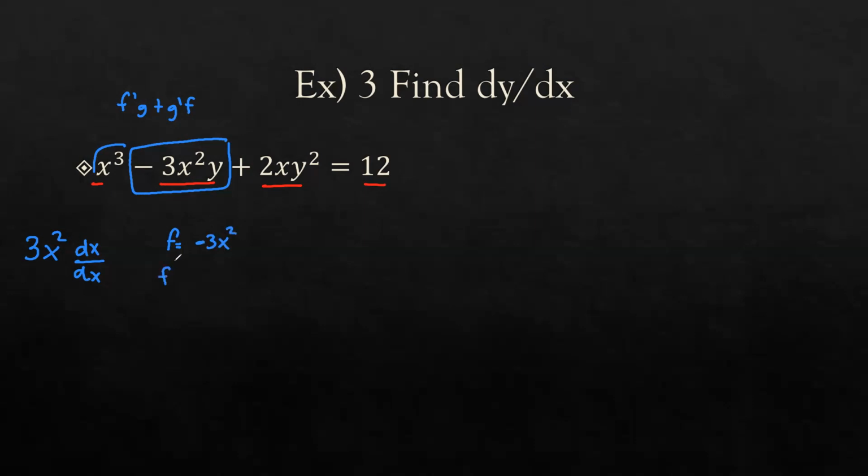F prime is, so we're taking the derivative of this in respect to x. The derivative of negative 3x squared is negative 6x. In respect to x, you do have the option of putting dx over dx, but we all know that just becomes 1. And then g is y, and then g prime is 1. In respect to x, since we have to take the derivative of this, the derivative of y is 1, but in respect to x, you have to add that dy dx.